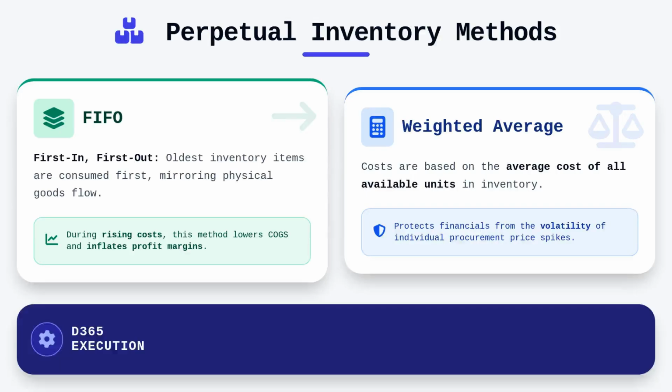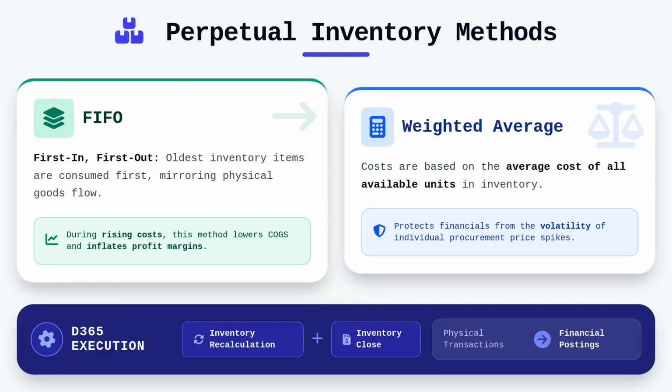Dynamics 365 executes this via the inventory recalculation or the formal inventory close process, which is a batch job that reconciles your physical transactions with their financial postings.